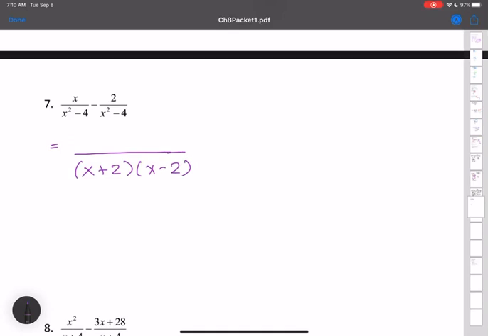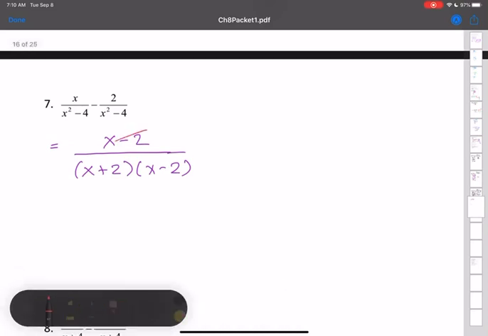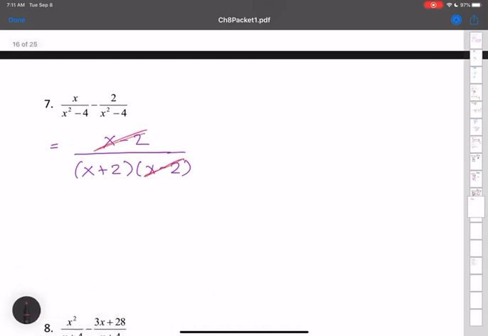And on the top, we just can combine our numerators. So we have x minus 2. Now, do you see anything that we can cancel out? Yeah, that x minus 2, right? Because that whole quantity, x minus 2, will cancel on the top and on the bottom, leaving me with an x plus 2 on the bottom.